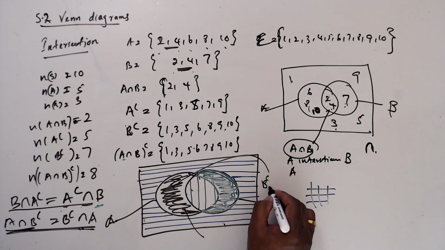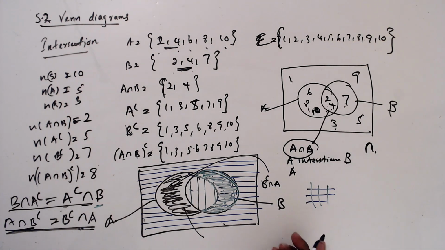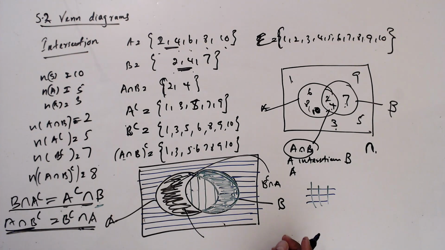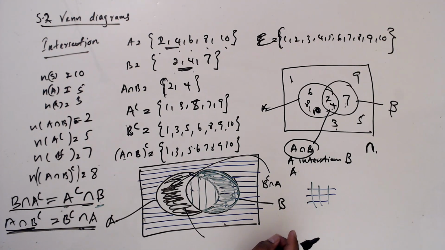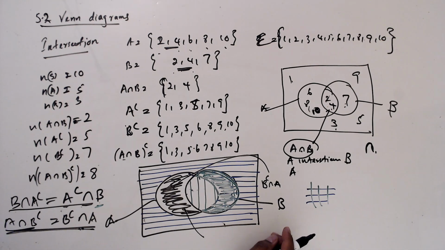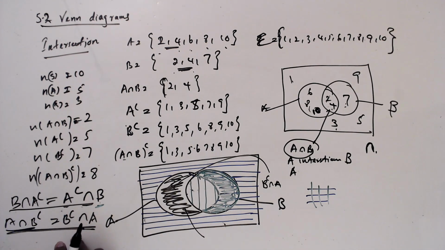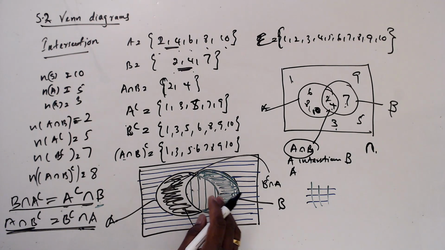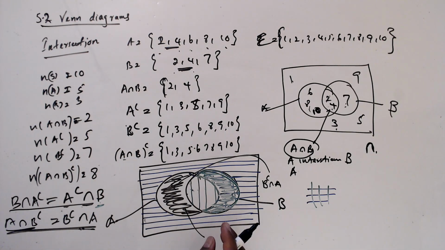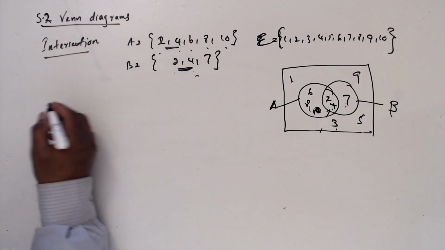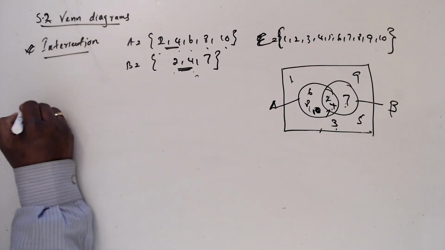B complement intersection A. So if you are in trouble and can't find the intersection area, what you need to do is use two patterns to draw this and select the area where you can see both patterns. Now the other one is union.